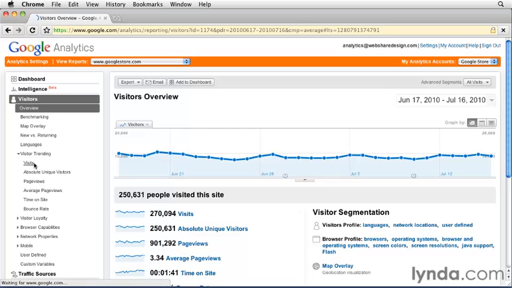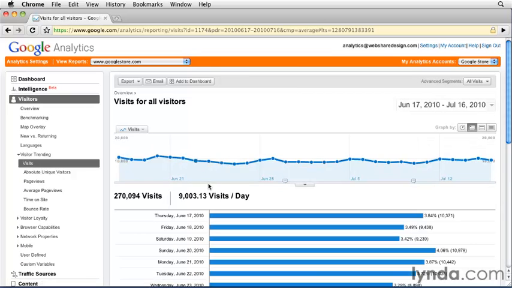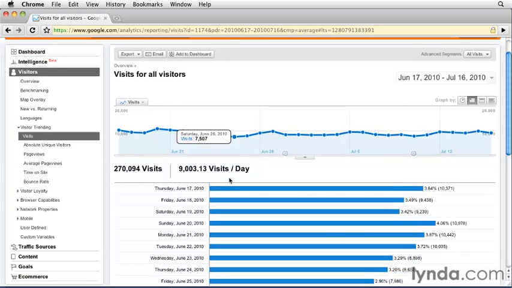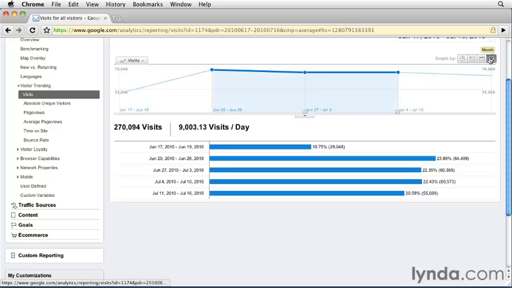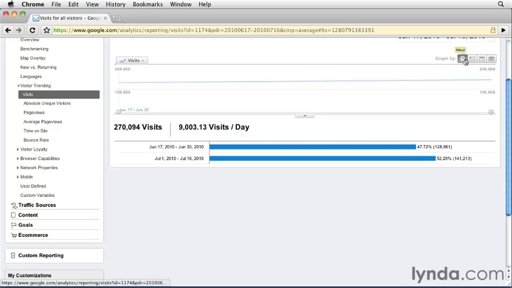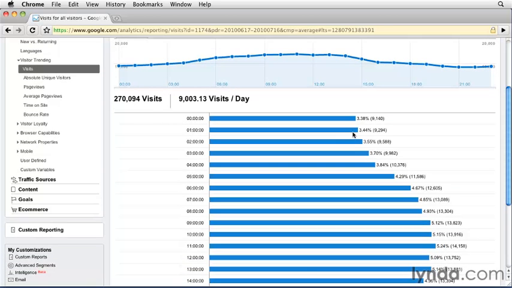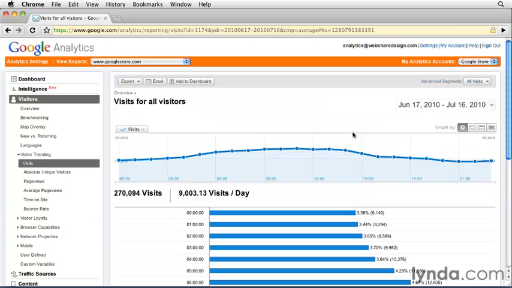One of the places we can see these metrics in use is under the visitor trending reports under the visits report. Visits will show the number of visits or sessions to the site by day, week, month, or even hour. By using these tabs here, we start out at day, we can switch to week, month, or even hour. We can also compare date ranges to see how previous time periods trended compared to now.